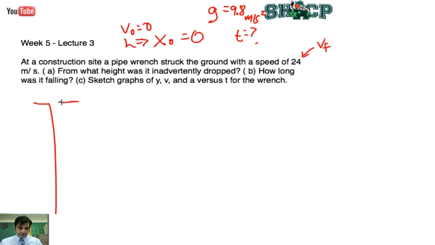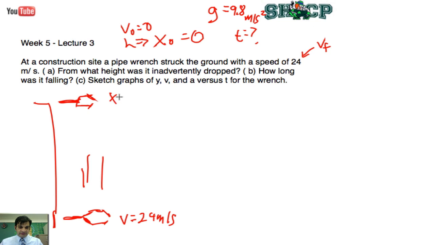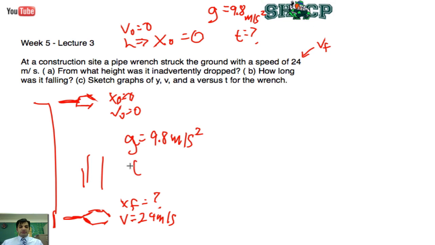Let's draw a picture. So here's our wrench. Looks really stupid. And then here's another attempt to draw a wrench here. I don't know, it looks like I'm diagramming sentences. Anyway, the thing falls, okay? And that's supposed to be falling. And then what happens is it hits the ground. So we have V equals 24 meters per second. We have x naught equals 0, V naught equals 0. And we have x final is unknown. And g is 9.8 meters per second squared. And we don't know the time.